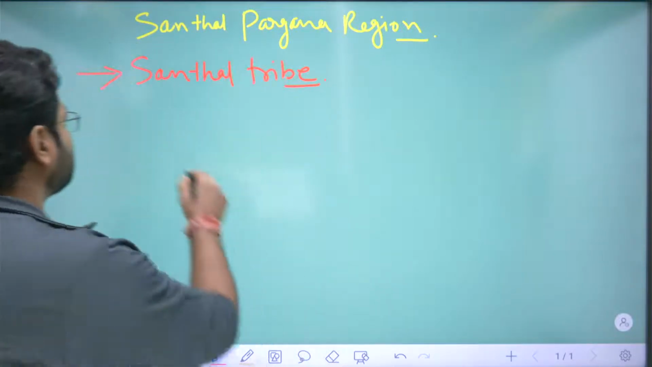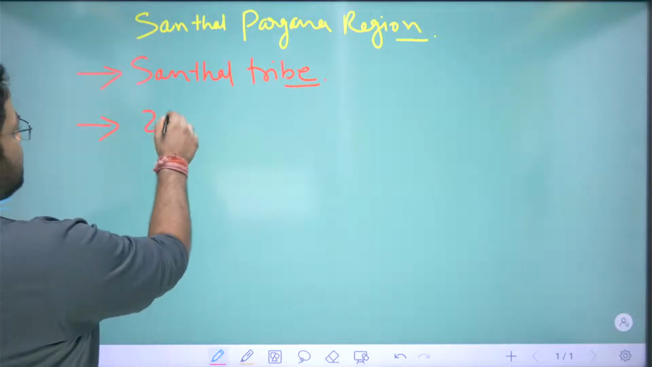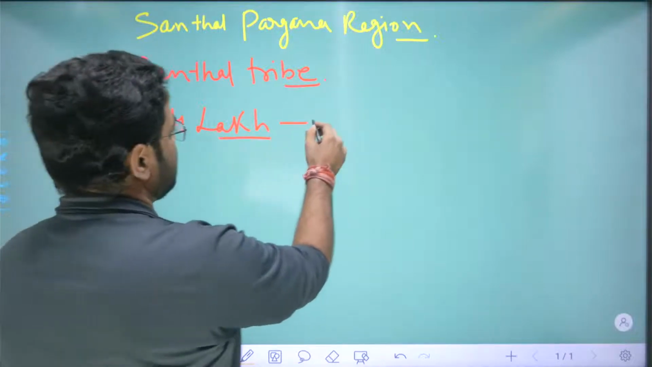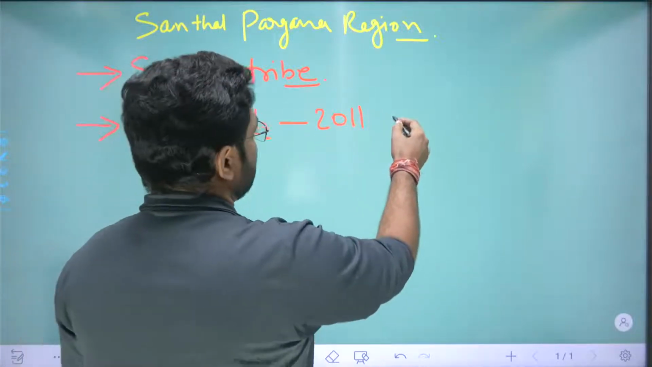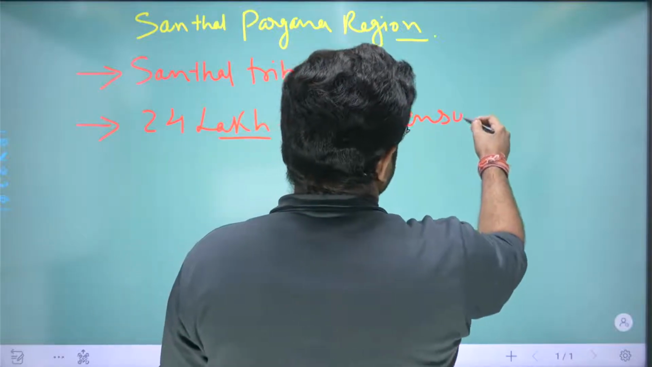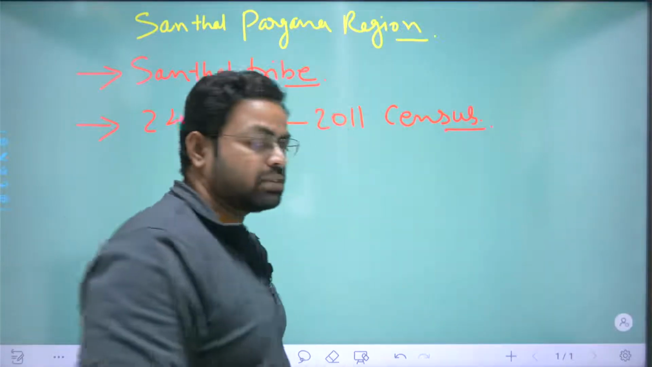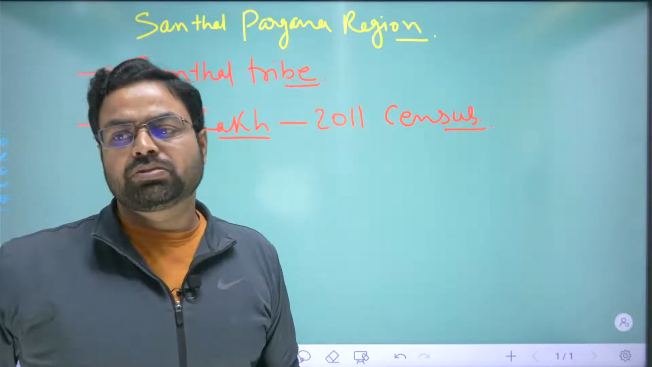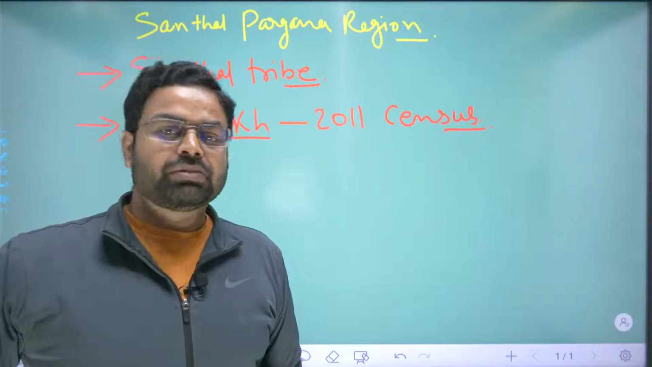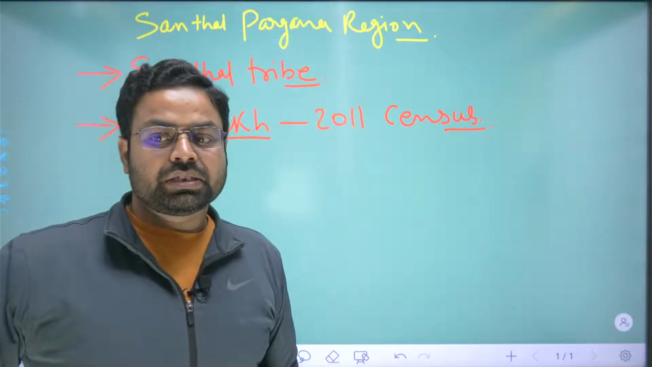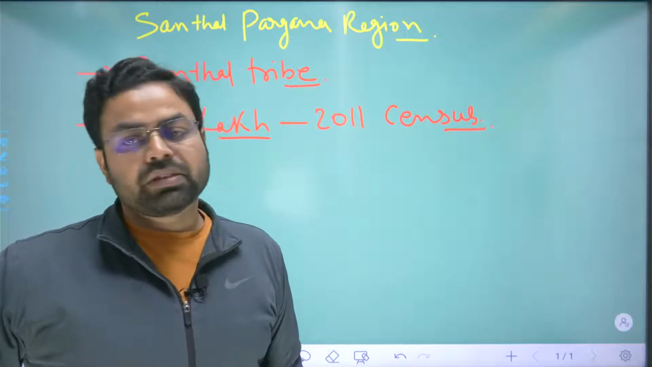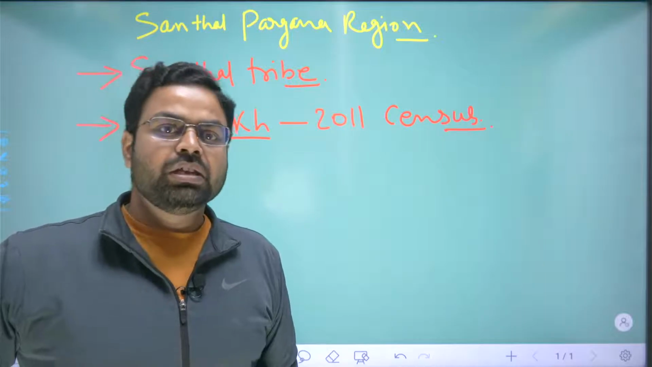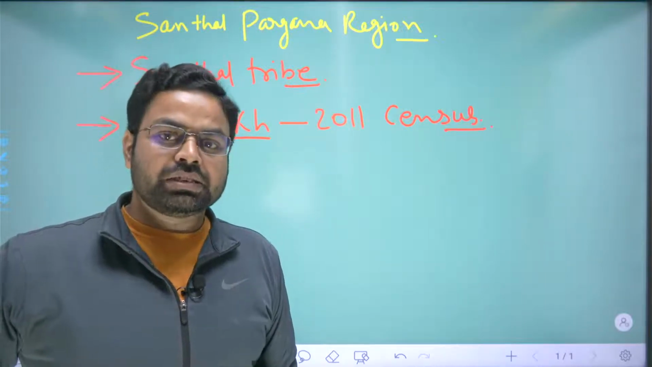According to the last census, the 2011 census, the population of Santhal people was 24 lakhs. The latest census has not been conducted because of the corona pandemic and thereafter various other issues and political reasons. But whenever the latest census data is available, we will come to know that this will definitely be increasing. The number of Santhal people will definitely increase in Jharkhand.